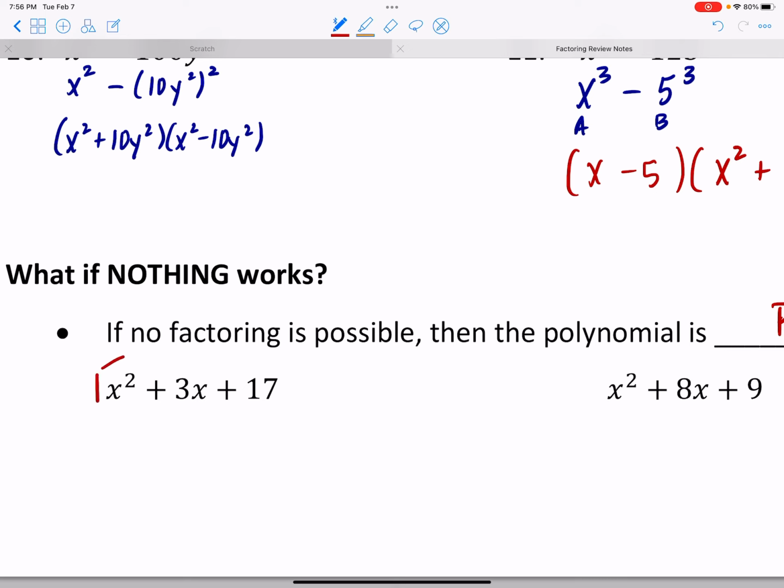This trinomial I could try. If I multiply 1 and 17, the only factors of 17 are 1 and 17 or negative 1 and negative 17, and neither of those is going to add up to 3. So I can tell that this isn't going to work. This is going to be prime.